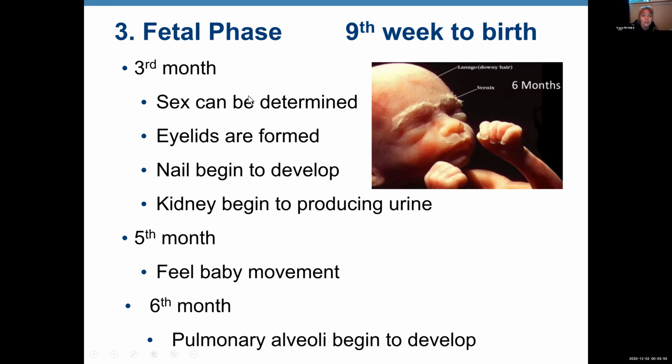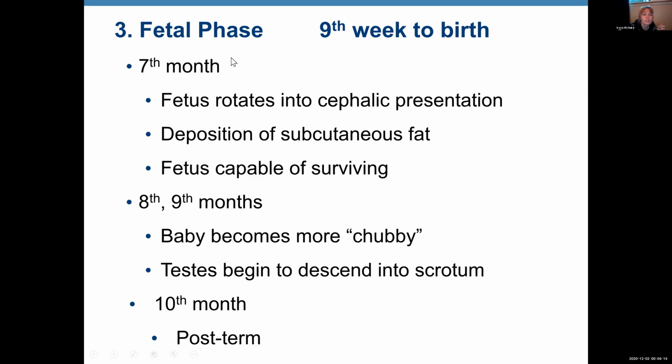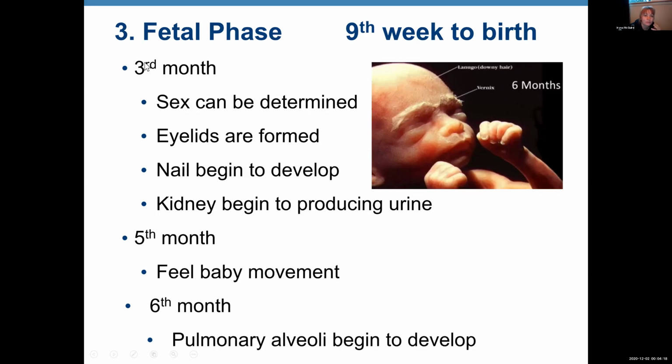So 3rd month, sex can be determined, eyelids are formed, nail begins to develop, kidney begins to produce urine. 5th month, feel baby movement. 6 months, pulmonary alveoli begin to develop. Actually, you see the respiratory system, one of the last system to develop. Now 7th month, now we're in a fetal phase, right? So we starting with the 9th week of birth, we're in a fetal phase.